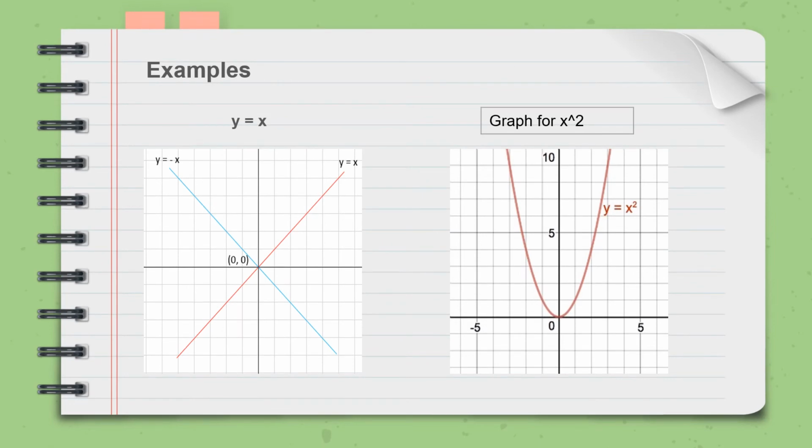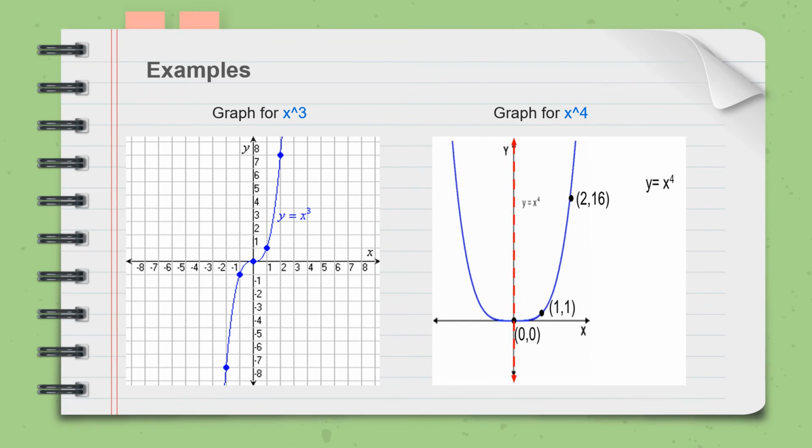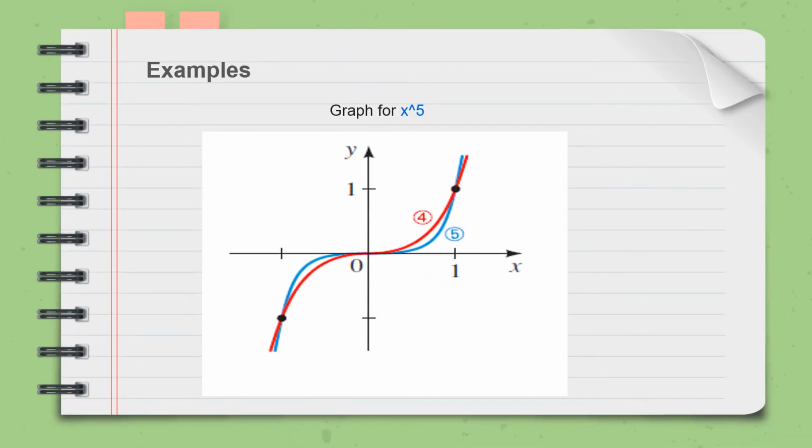These are examples of graphs depending on the degree. For example, number 1, y equals x. Number 2, x squared. Number 3, x cubed. Number 4, x to the fourth power. And the last one, x to the fifth power.